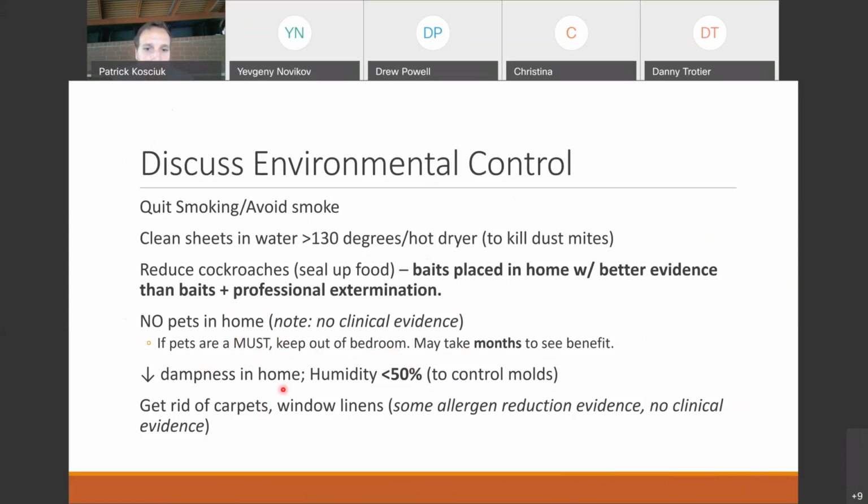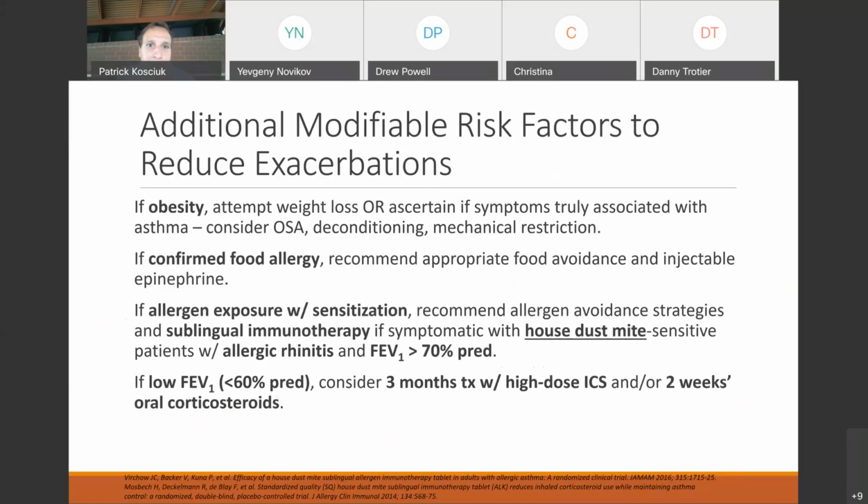Decreasing the dampness in the home, decreasing your humidity. This is controlling molds. Try to go carpet free and window linen free because it'll be really difficult to get some allergens out. Although there's no clinical evidence to say this. Surprisingly, even though everyone says they uprooted their carpets and replaced them, we don't really have a good clinical evidence to continue that. Other modifiable risk factors, if you're obese with asthma, oftentimes you have a different phenotype. It's like a neutrophilic phenotype. So weight loss is huge. Oftentimes these guys are harder to treat than regular run-of-the-mill asthma, to be honest.